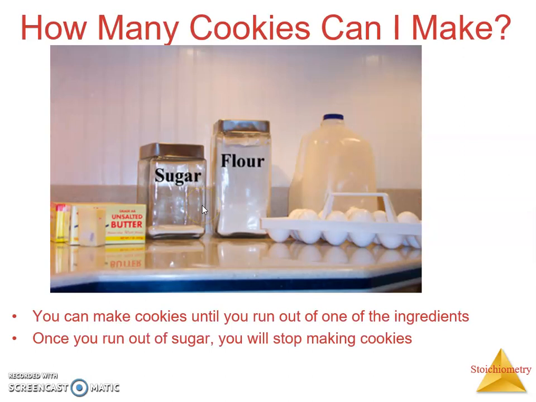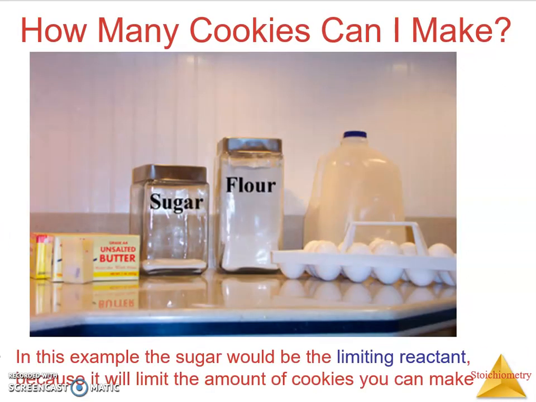So now, limiting reagents. How many cookies can I make with the butter, sugar, flour, and egg? You can make cookies until you run out of one of the ingredients. Once you run out of sugar, you will stop making cookies. So in this example, the sugar would be the limiting reactant because it will limit the amount of cookies you can make.